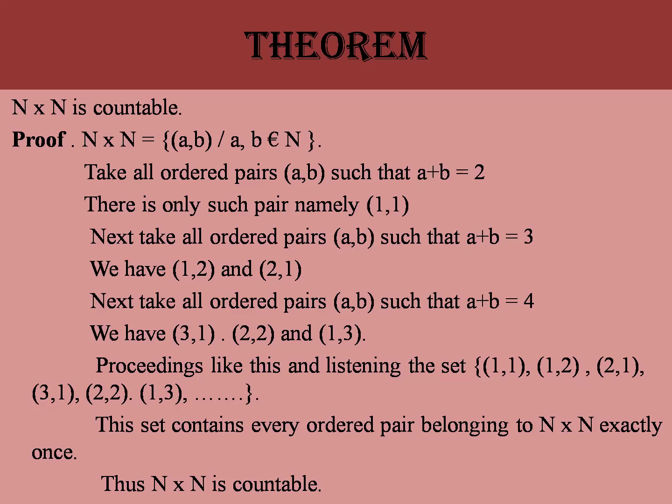So clearly, every ordered pair in the set exists exactly once. So this set contains every ordered pair belonging to N cross N exactly once. So there is no element repeated. So we can label the elements of N cross N. Hence N cross N is countable.